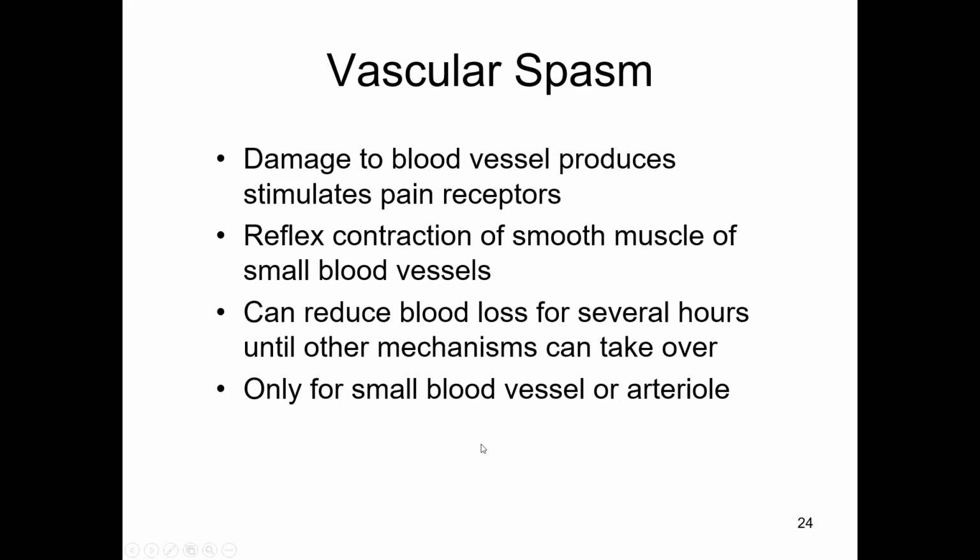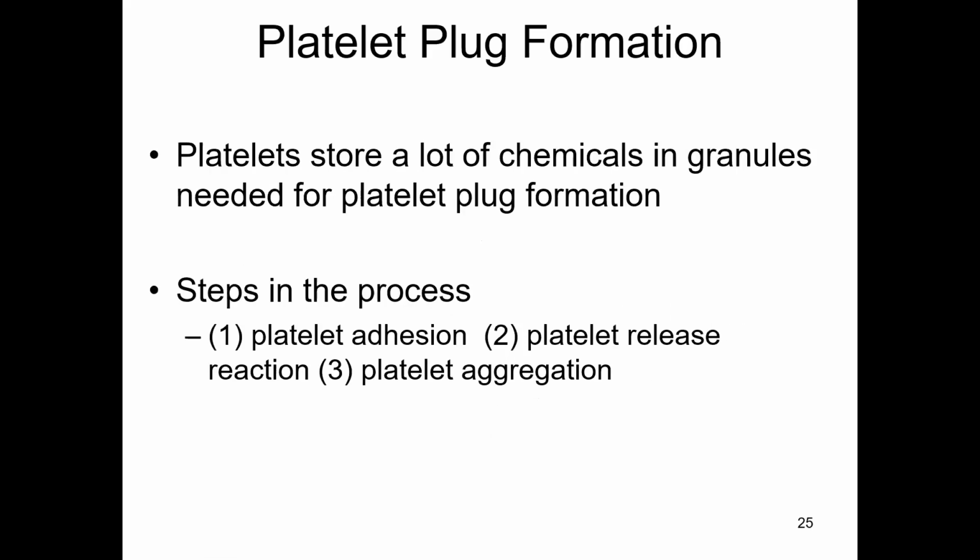In a major blood vessel, like a major artery, this is of no use because a tremendous amount of blood is still getting lost. But in much smaller blood vessels, this is an effective way to slow blood loss. If you want to stop blood loss, we need to plug that hole. And so here come our favorite formed elements, the platelets.